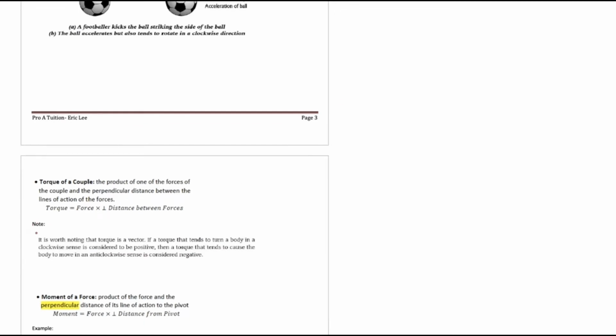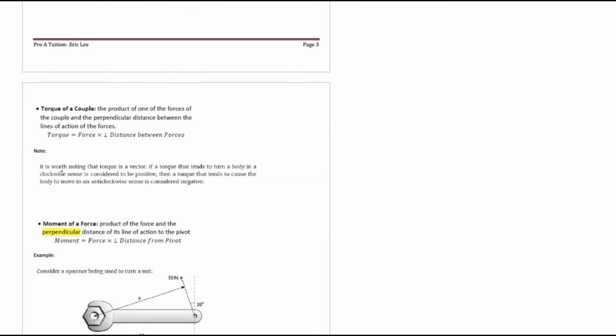You see the notes here? It is worth noting that torque is a vector. If a torque that tends to turn a body in a clockwise sense is considered to be positive, then a torque that tends to cause the body to move in an anti-clockwise sense is considered negative. So it's a vector, clockwise positive, normally it is like that. Anti-clockwise, negative.